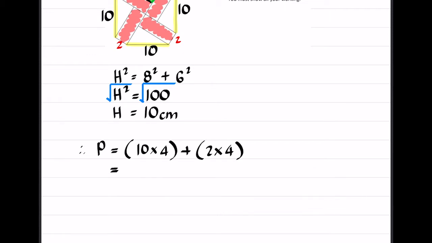So the total perimeter comes to 48 centimeters.